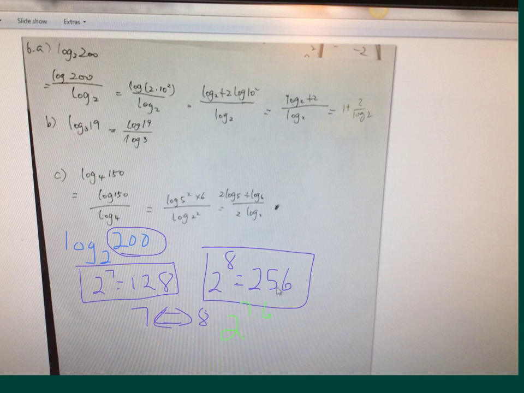But that's what the question is asking you to do, to try to narrow down an approximate value when it doesn't work out to an exact whole number. And so for each of these questions, that's what you're being asked to do.